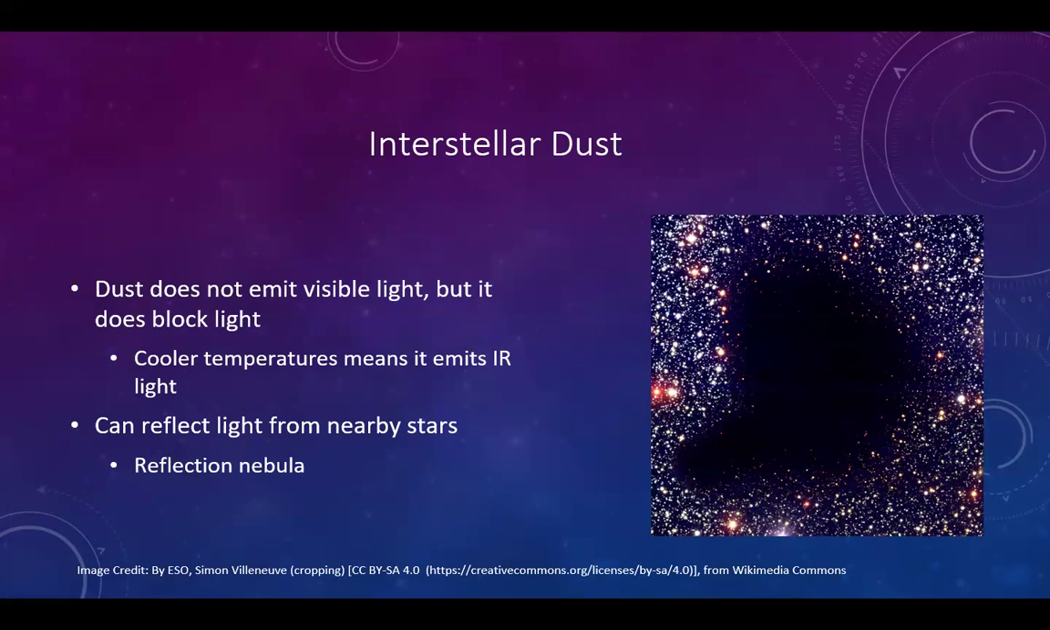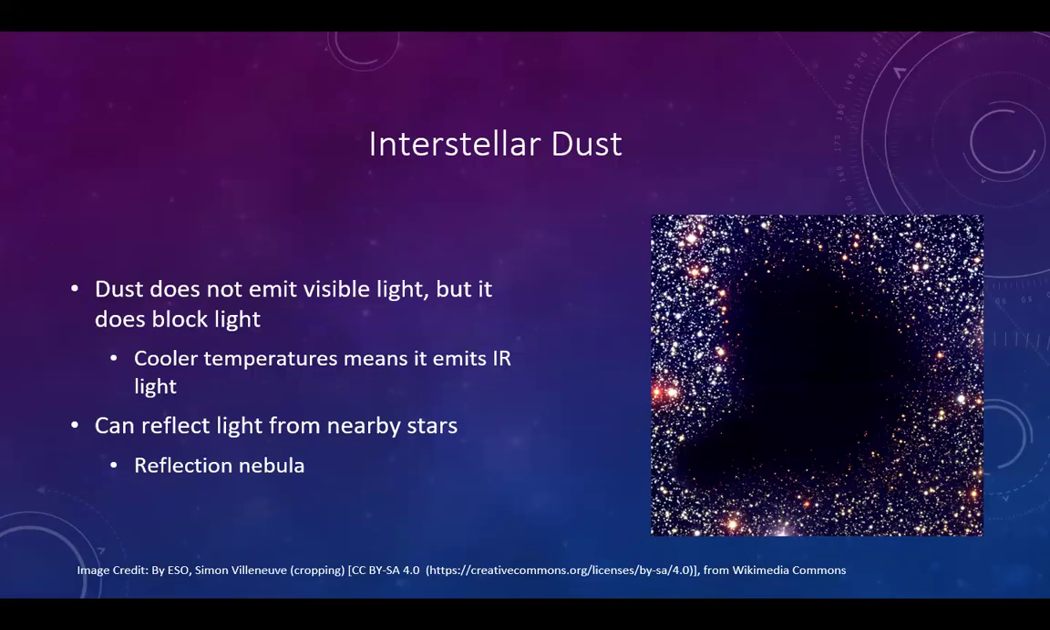Now, interstellar dust doesn't emit visible light, but it does block light. And it's colder, so it will emit infrared light. And it can reflect the light from nearby stars. So this is an interstellar dust cloud blocking light. You can see it reddens the stars around the edges because it blocks and scatters light. It will emit infrared light because it has some temperature.